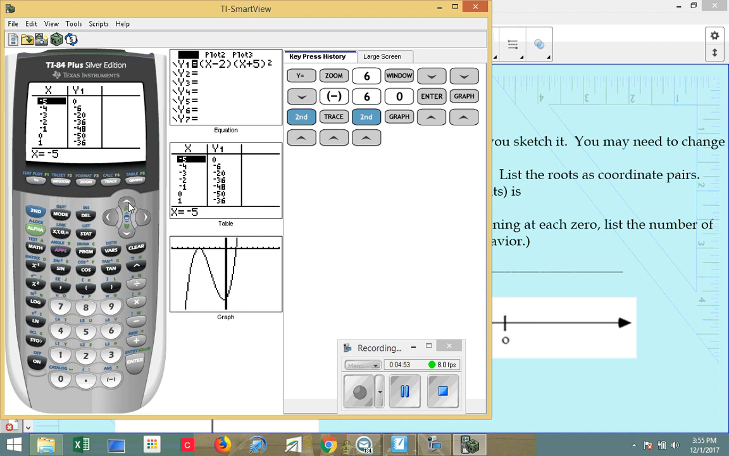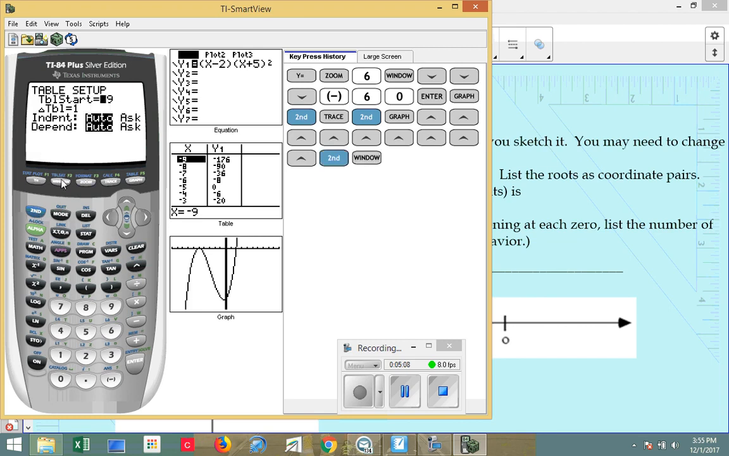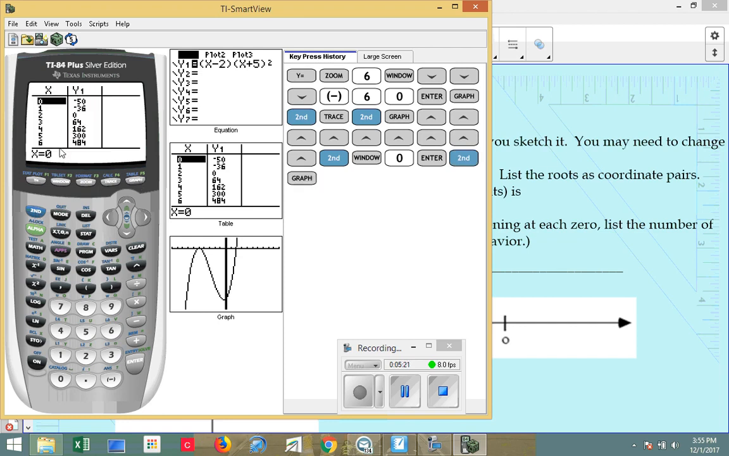Now, let's say your table is currently set really far away from where the intercepts are, you're not going to want to scroll and keep scrolling. So if you ever need to adjust the starting place for your table, you'll do second and then window, which will allow you to change the table starting place. So if I want to start it at the y-intercept, I can type 0 in for x. And then if I go to the table, second graph, then it'll start at 0 for x. So I now know that my x-intercepts are -5, 0, and 2, 0, and my y-intercept is 0, -50.